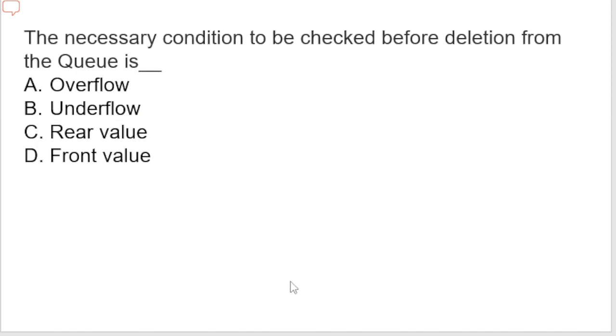Next question. The necessary condition to be checked before deletion from queue. Options are overflow, underflow, rear value, front value. Correct answer is B, underflow. Before deleting an element from the queue, we first need to check whether the queue is empty or not. So we need to check the condition of empty for deletion. Okay.